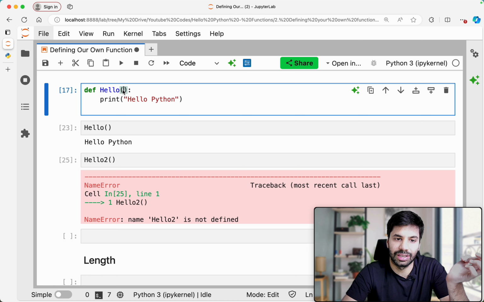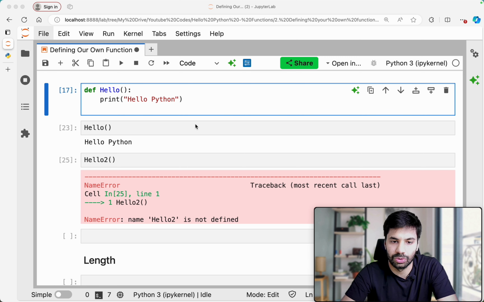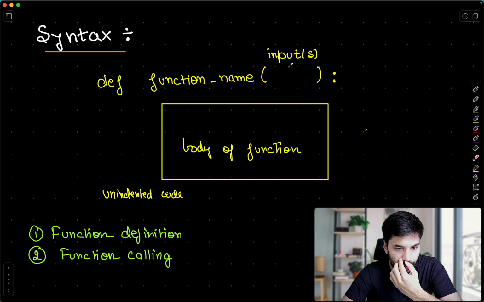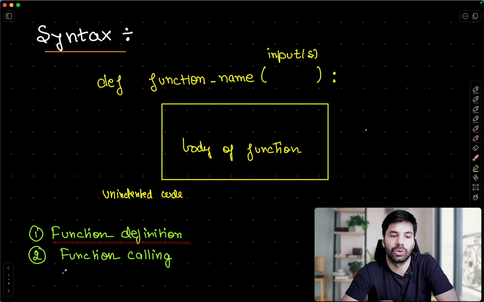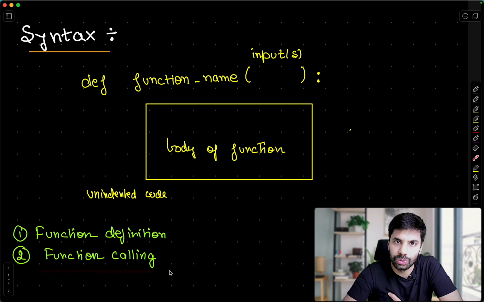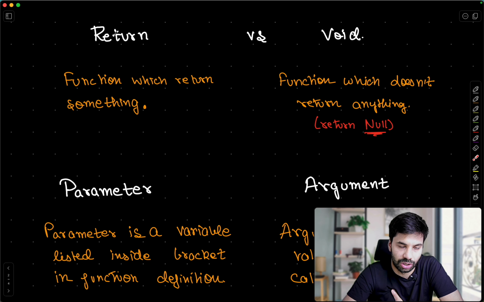And that is where this particular thing comes into the picture. The thing which I was telling you about, the argument inputs, is where it will come into the picture, and that is what we are going to see as well. But overall, I hope you get the idea that function defining and function calling are the two things which we basically work on. Now let us see about this return and void code.